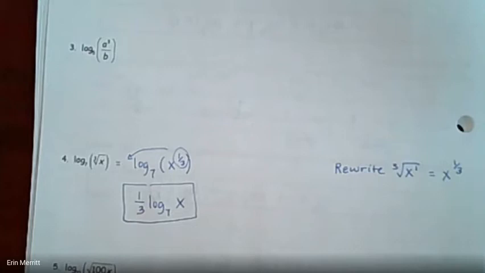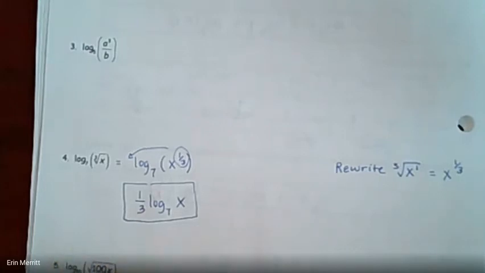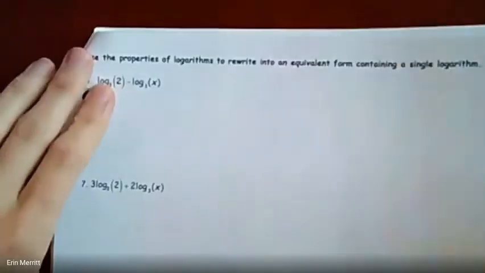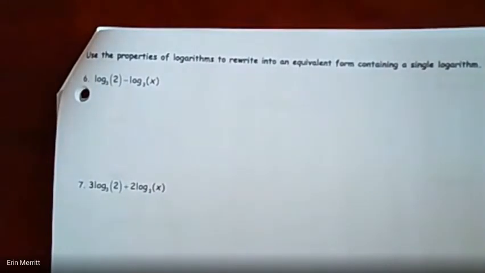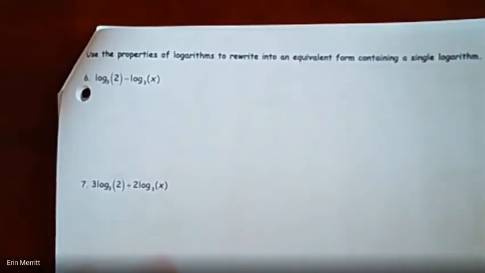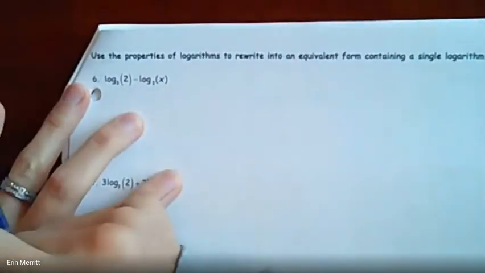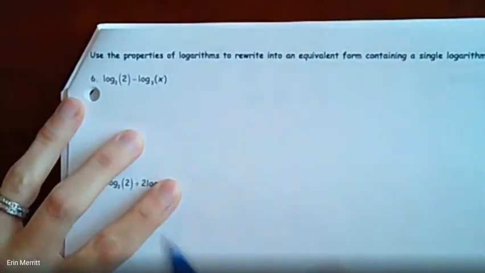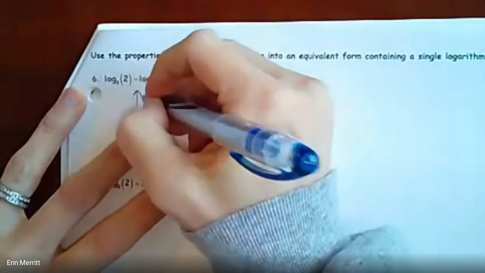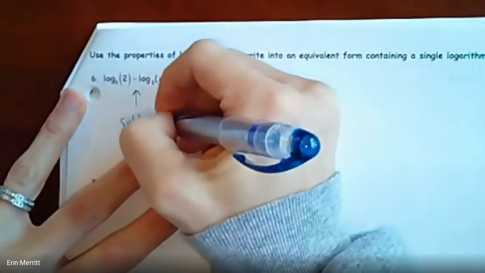So I challenge you to try the other ones. Number 5 is definitely a good challenge. So we're going from expanded form back into, can we write it as a single logarithm? So the very first one, one thing at a time. What I want you to look at is I see 2 separate logs and I see subtraction.